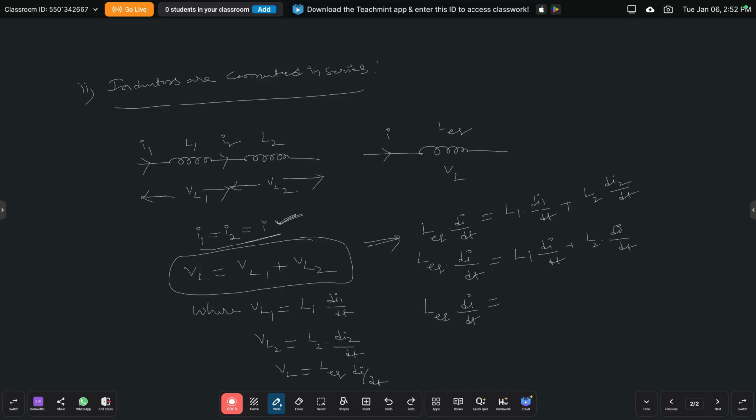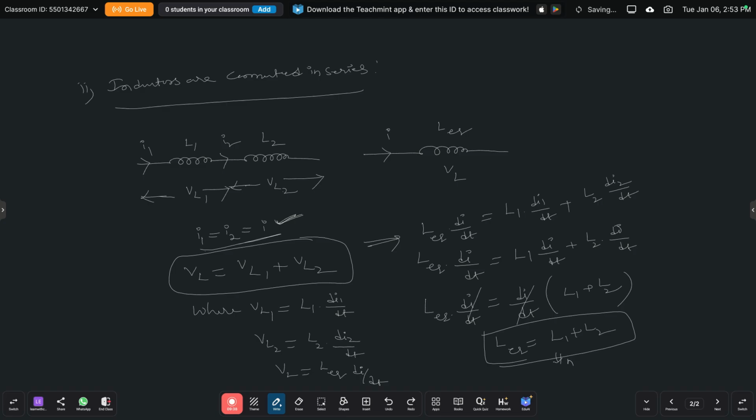So the LHS is L equivalent into di by dt, equal to, from the RHS we can take di by dt as common. Then we get di by dt common, then L1 plus L2. So di by dt cancels. Therefore L equivalent is equal to L1 plus L2. So this is the formula to find the total inductance, that is L equivalent is equal to L1 plus L2 when two inductors are connected in series.